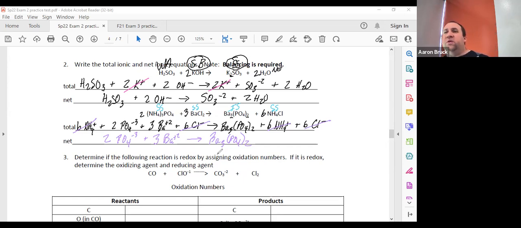So a lot goes into a total and net ionic equation. You've got to know how to balance. You've got to know your solubility rules. You got to know how to interpret the results of those solubility rules to make the correct total ionic equation. And usually, if you can make the correct total ionic equation, getting the net ionic equation is no big deal, because you just shake out whatever's common, whatever's redundant.